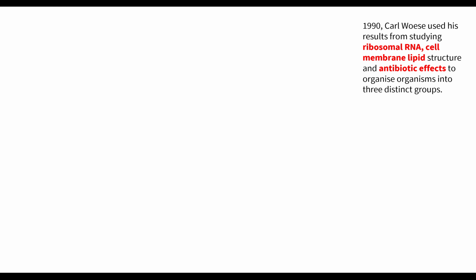So we know that we have our 5 kingdoms, and our 5 kingdoms are a way in which we can classify organisms. In 1990, Carl Woese actually used results from studying ribosomal RNA. Ribosomal RNA is necessary, remember, for making the polypeptides that are produced. He also looked at the cell membrane lipid structure in different organisms and the effect that antibiotics had on organisms to distinguish them into 3 distinct groups.